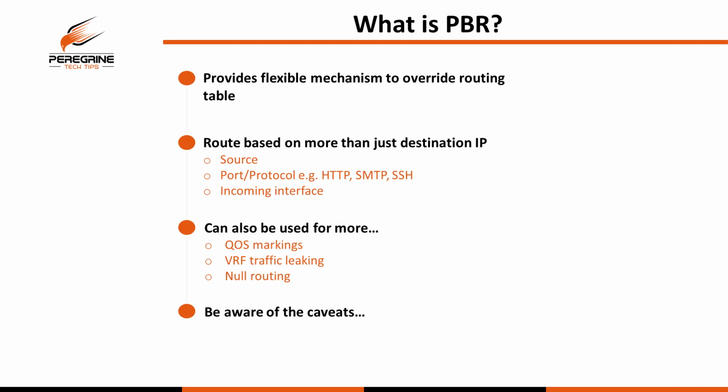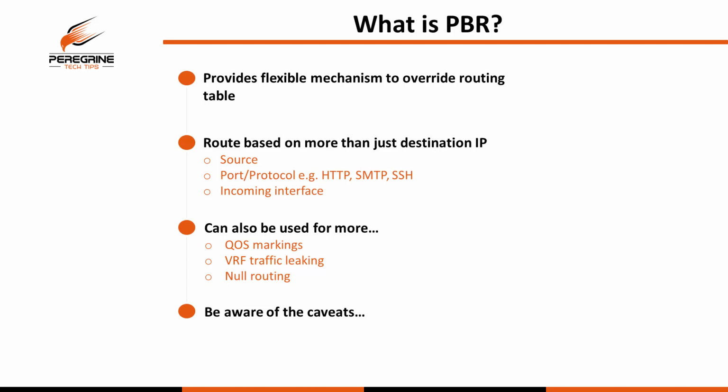You may have a scenario where you want to route web traffic one way and SFTP another, or more typically you may have a scenario where you want to route voice traffic down a more expensive lower latency link and default all other traffic via a cheaper higher latency link.